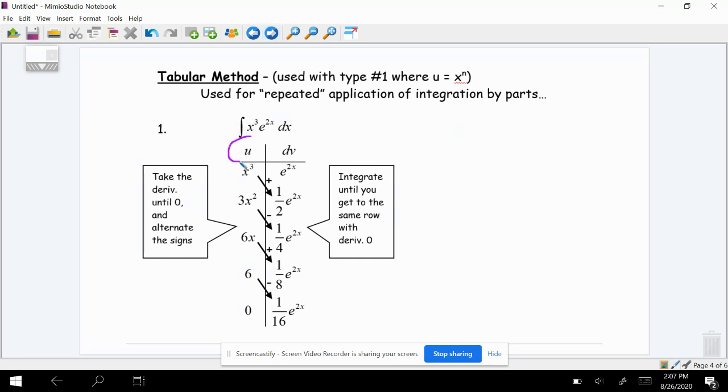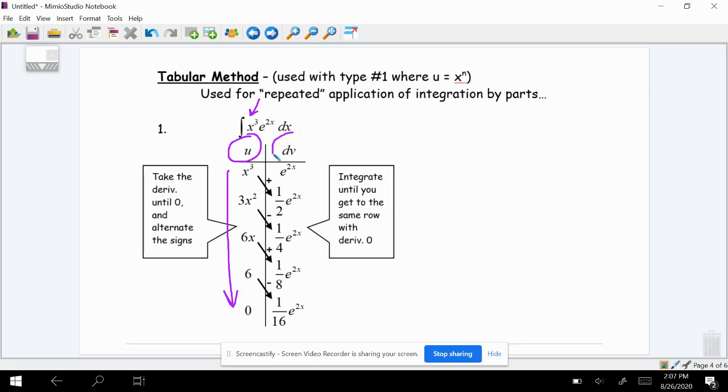Your first column, I kind of did this one already for you so you can see it, is your u. So you're going to put your original u piece, your x piece, and you're going to start deriving all the way until you get to 0. It's eventually going to get there because the more I derive a polynomial, eventually it's going to get to 0. So you could have a really big table if it's a high power. You could have a really short table if it's not.